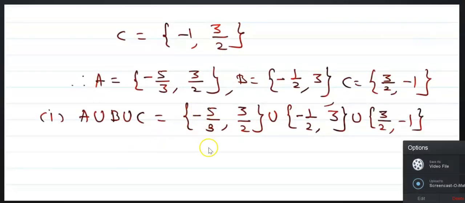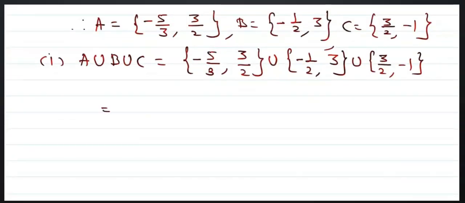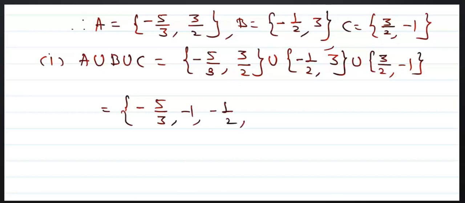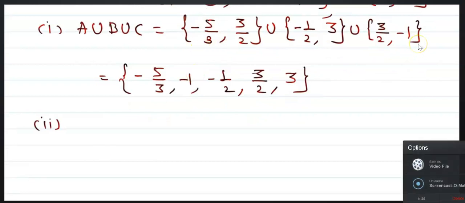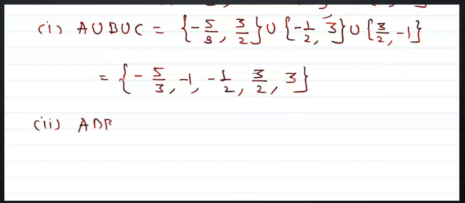See this here, minus 5 by 3, 3 by 2, union minus 1 upon 2, 3, and the union 3 by 2, minus 1. If we take their union, then we have all the numbers of these sets. You can see this here. Okay. Now the next, A intersection B intersection C.